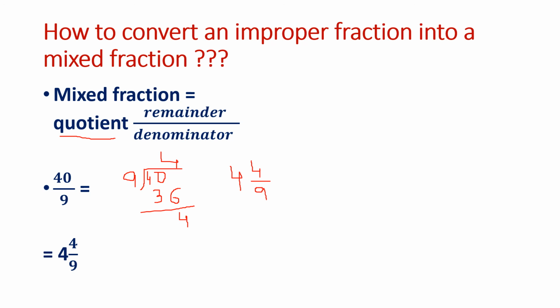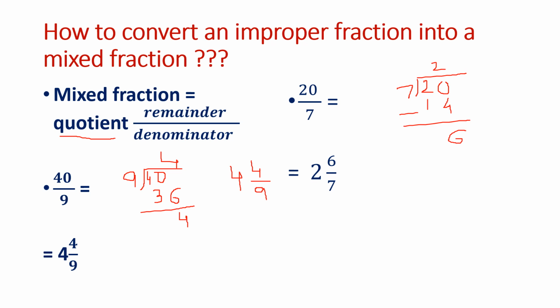Okay. Let us take another example. 20 by 7. So what I have to do? I have to divide 20 by 7. 20 divided by 7. So I get 7 twos are 14. So what is the remainder? 6. So what is the answer here? 2. 2 should be written as the quotient. 6 is the remainder here and 7 is here. So we will get 2 and 6 by 7.